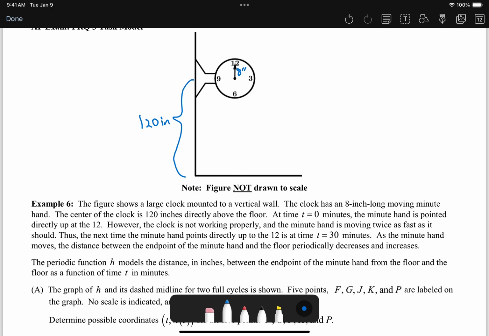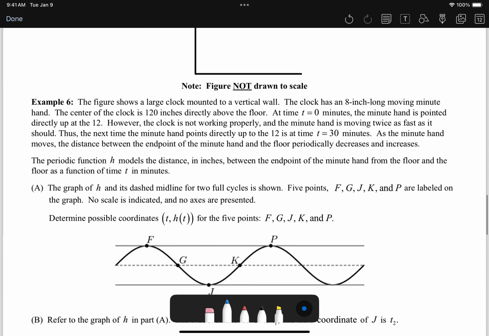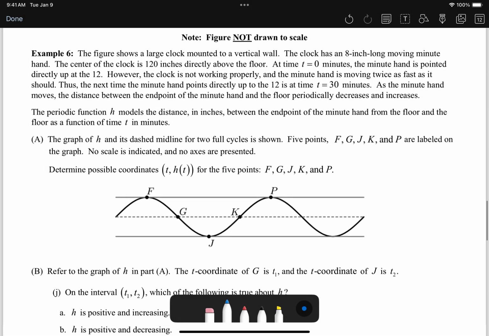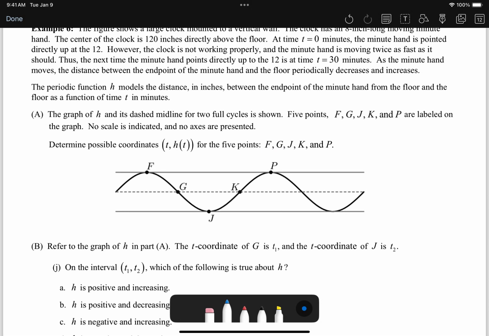Instead of going around every 60 minutes, it goes around every 30 minutes, okay? So think about that. When the minute hand goes around, it completes an entire cycle in 30 minutes instead of 60. Now, if we graph this, we will get something that looks like this. So that's 2 full cycles. So 1, 2. So you can see 2 cycles.